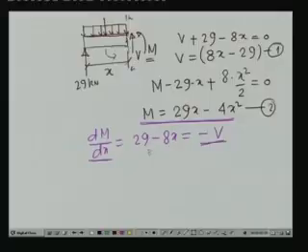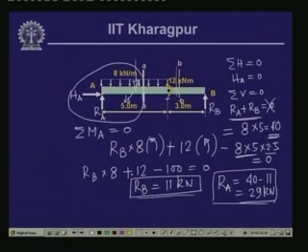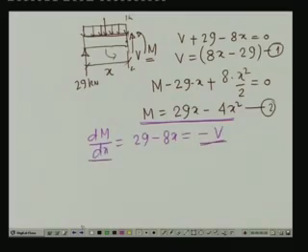Now, let us calculate the value of the bending moment at the limiting point, where the uniformly distributed load comes to an end, and there we have a concentrated moment, and on this part we do not have any loading. So, let us see what is the consequence of that.